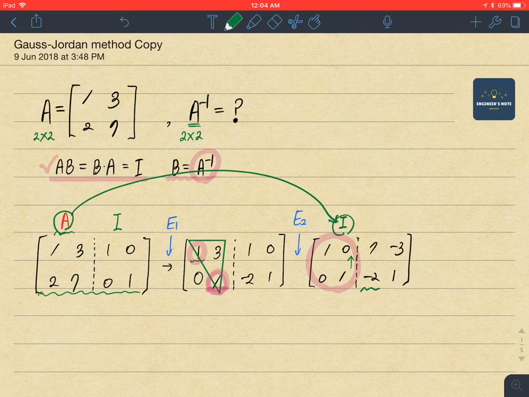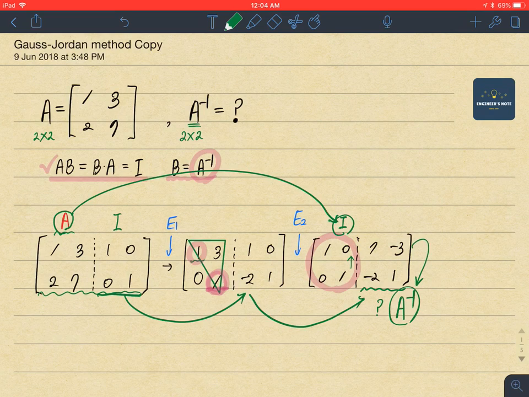So, if you do the same thing to the identity matrix, first it becomes this, and then it becomes what? And I insist this one is A inverse, the inverse of A. So I'm gonna tell you why this should be an inverse matrix.